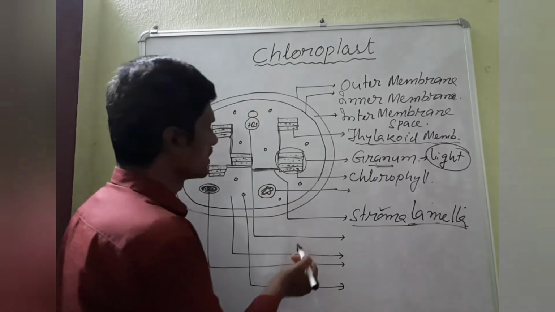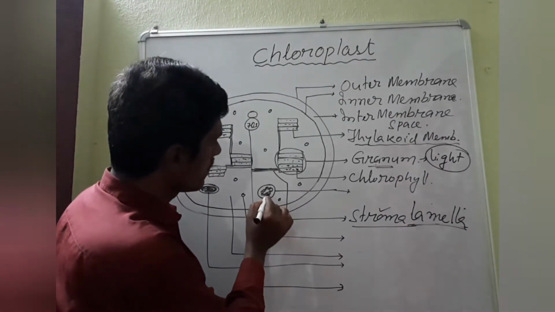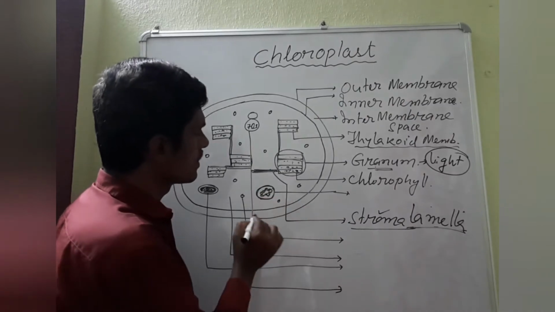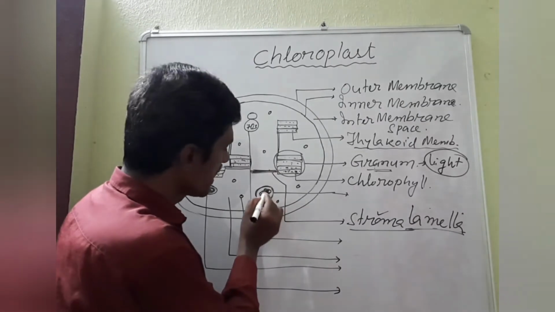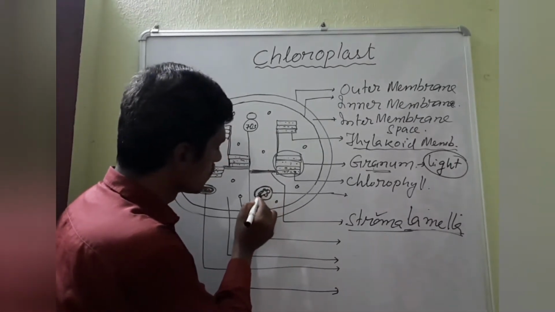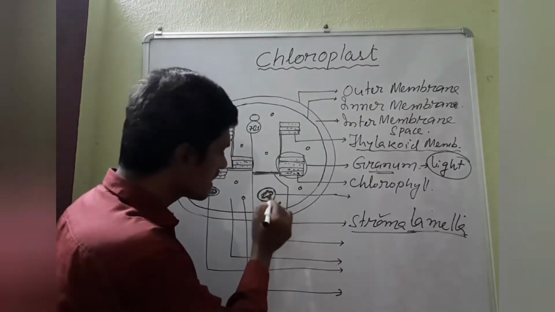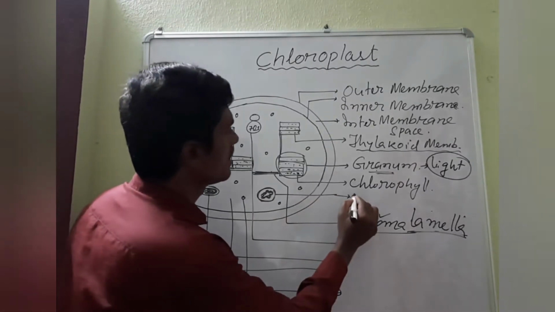So now I come to the next point. Here I draw one small diagram. It is a small round cell-like structure. Inside this there is a helical coil-like structure, and it is connected. We can say this is called DNA.